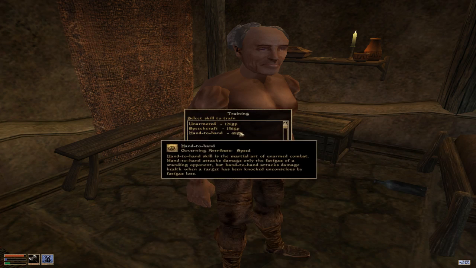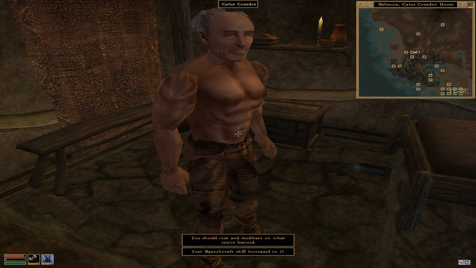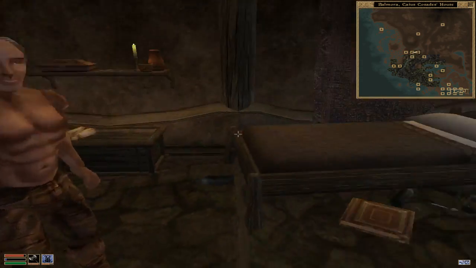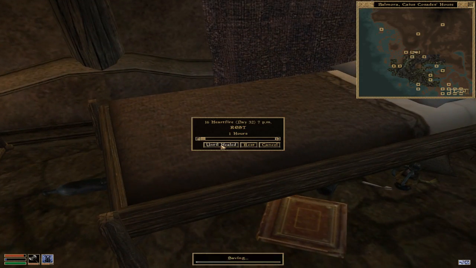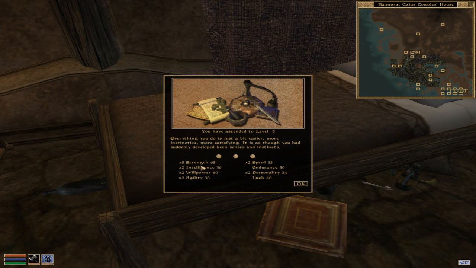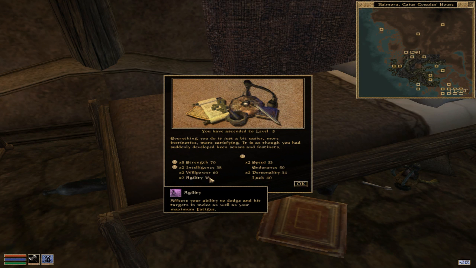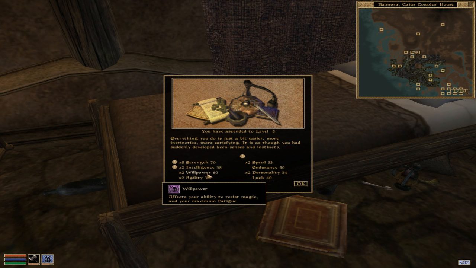Oh, speechcraft. Speechcraft is awesome. Let's do it again. No, maybe not. Save and let's sleep in his bed, because we gained a level up. So strength unmistakably, intelligence too, because we need a ton of magicka. And let's take willpower because it's important for our skills.